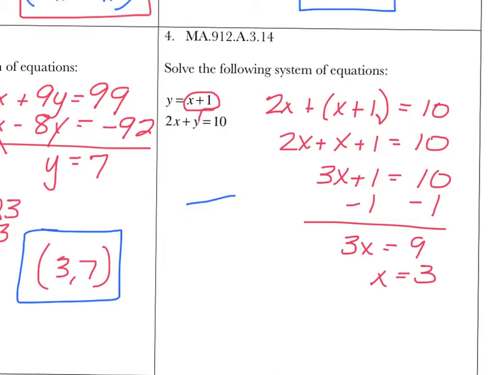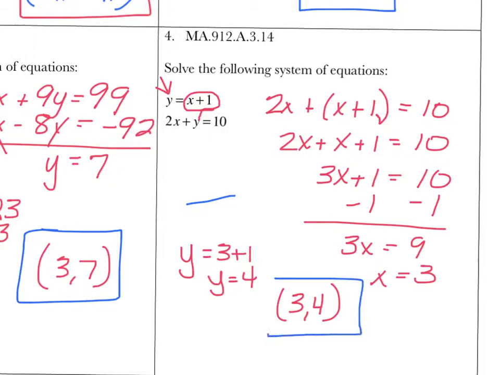Now for this one, Savannah, this one's different because I'm using the substitution method. To find my second variable, I'm going to go to where it's easiest. Y is already by itself there, so all I have to do is take that 3 and plug it in. Get it? So my answer is 3, 4. And that's it.